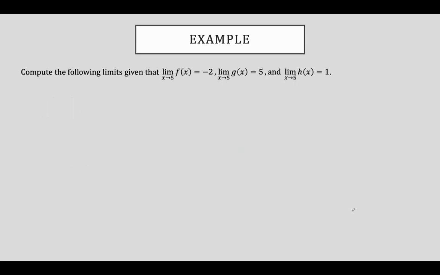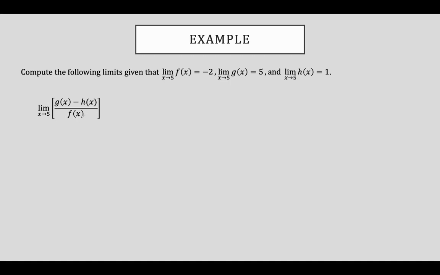Let's try one more. Compute the following limits given that the limit of f of x as x approaches 5 equals -2, the limit of g of x as x approaches 5 is 5, and the limit of h of x as x approaches 5 is equal to 1. Our first one says the limit as x approaches 5 of g of x minus h of x divided by f of x. Well, what can we do?